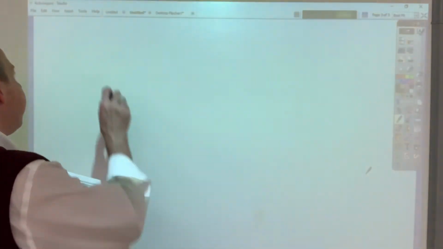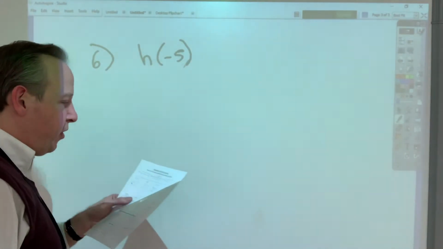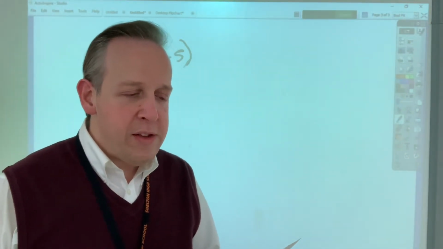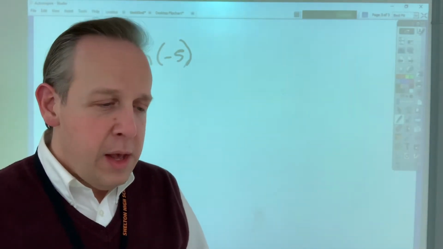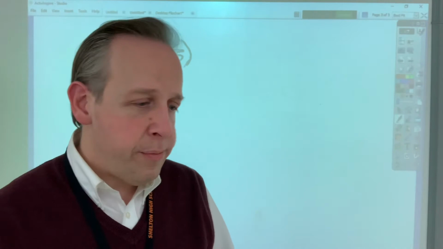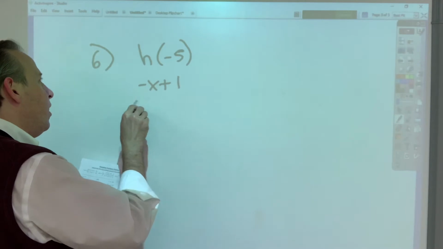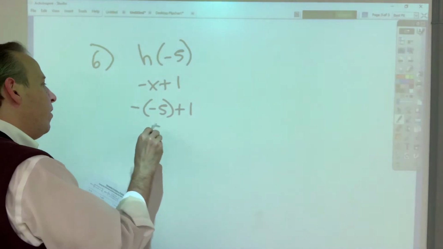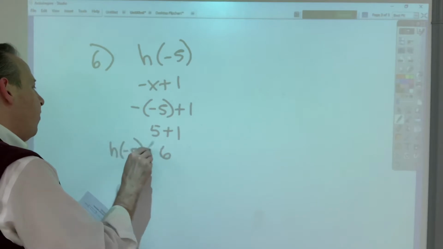Let's do number 6 first. Number 6 is h of negative 5. So the question asks you to look at the h function first of all. The input is negative 5. So is that an x value that's less than negative 4, or is it greater than or equal to negative 4? Negative 5 is more negative than negative 4, so it's less than negative 4. So we're using negative x plus 1. We're going to plug in the negative 5 in place of the x. Negative negative 5 is 5, and 5 plus 1 equals 6. So h of negative 5 equals 6.